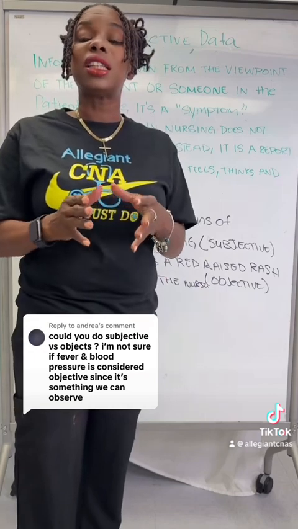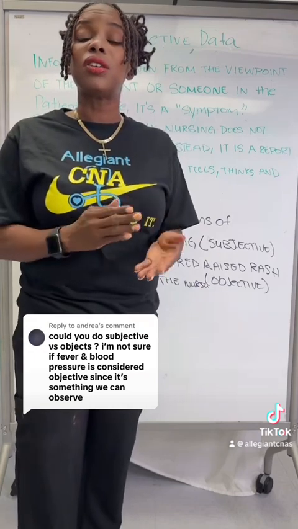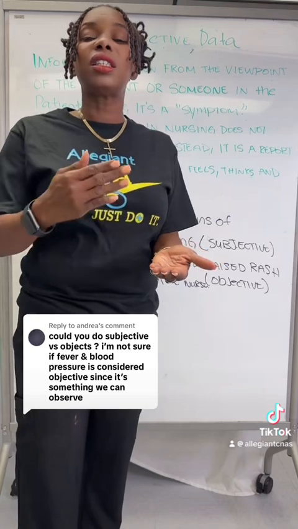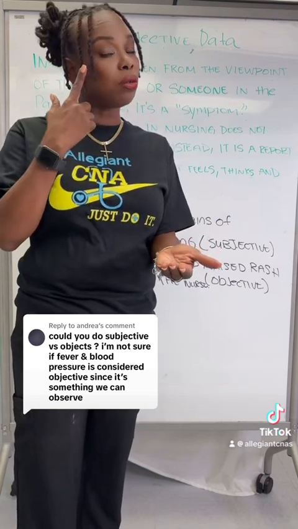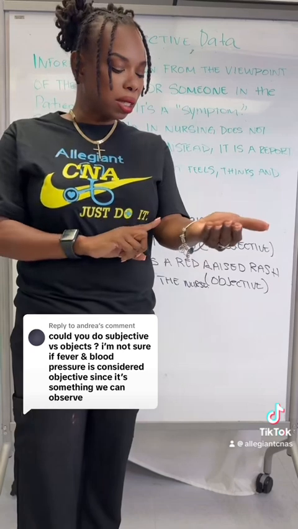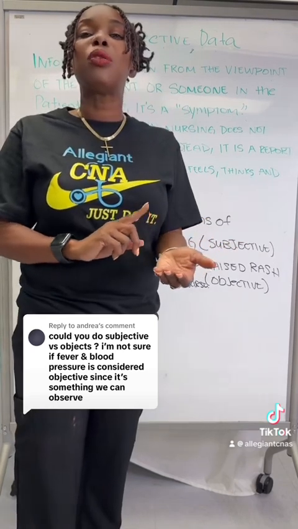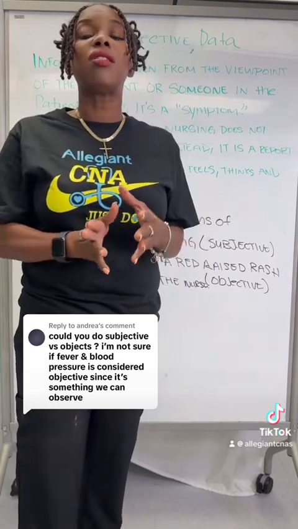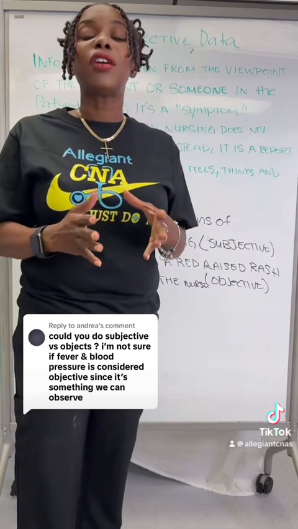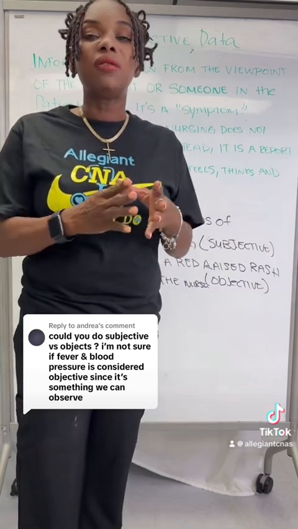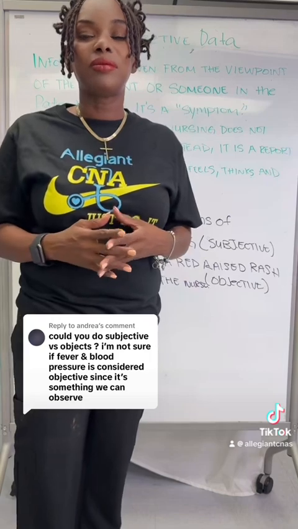The information that the CNA reported to the nurse is considered objective data. This is data that she was able to observe with her eyes. She was able to see that there was a red raised rash located on the patient's arm in the area where the patient complained of discomfort and pain.